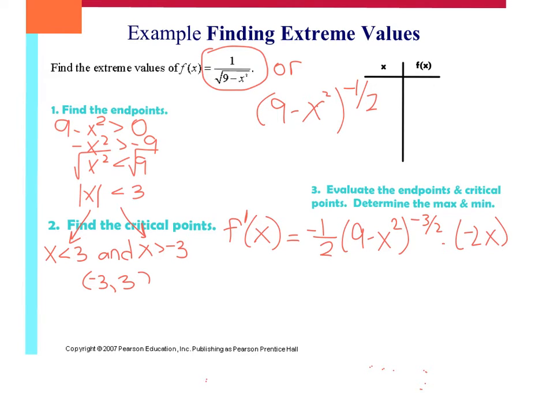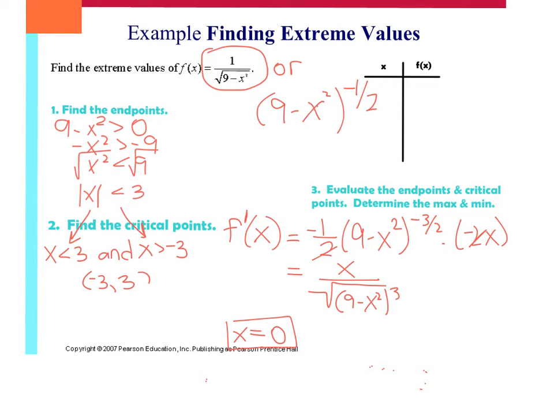Now let's simplify this. We see the 2's reduce. Negative times a negative is a positive. So we have an x in the numerator over the square root of the quantity 9 minus x squared to the 3rd power. Okay, now critical numbers occur when the derivative equals 0. So when our numerator equals 0, we would have x equals 0. So that is one of our critical numbers.